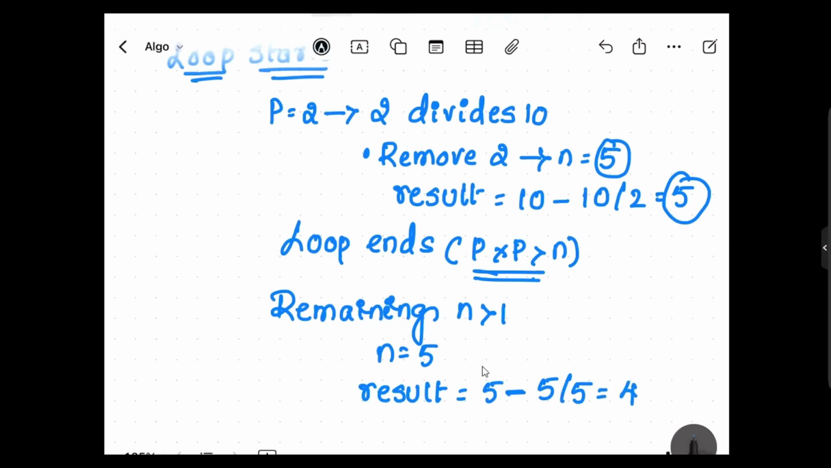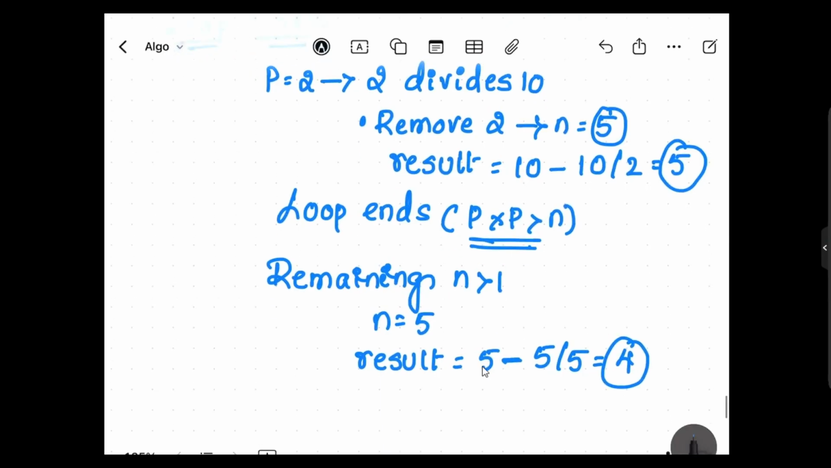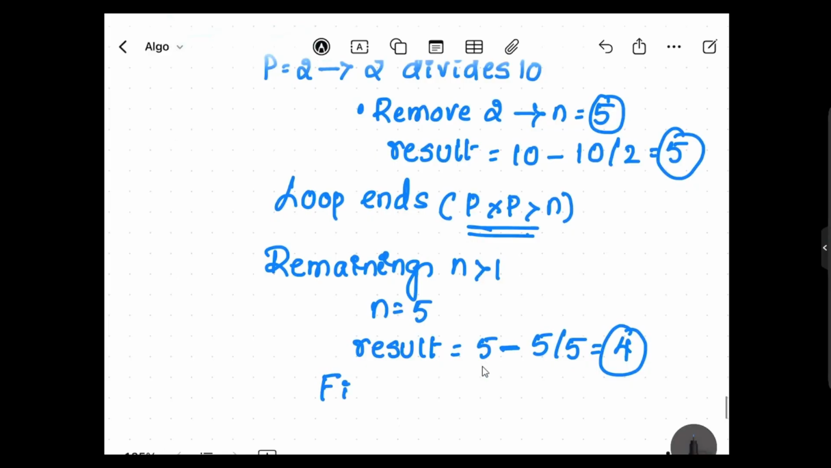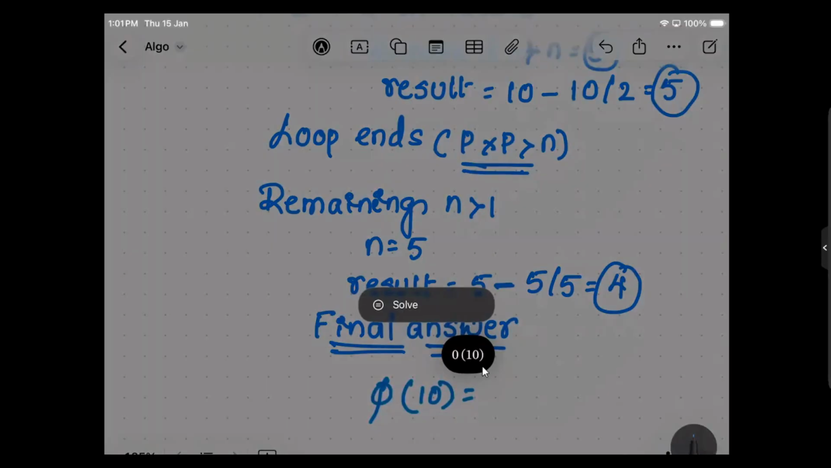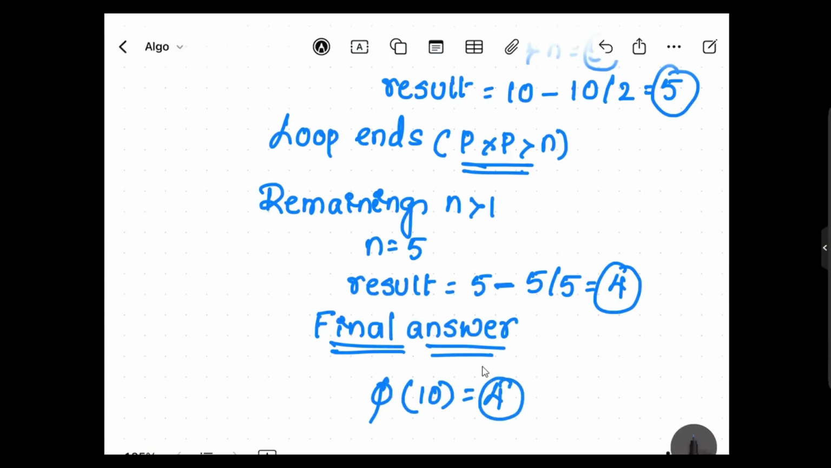5 minus 1 leads to 4. So, let's go with a final answer. What would be the final answer here? The totient of 10, phi of 10, whatever you call it, will lead to 4. This one itself, the final result is nothing but 4, right?